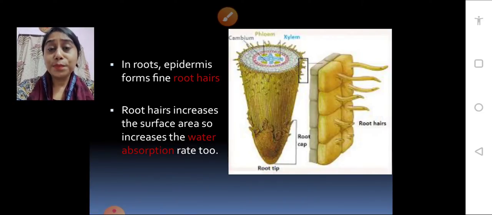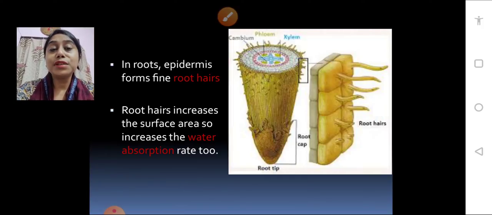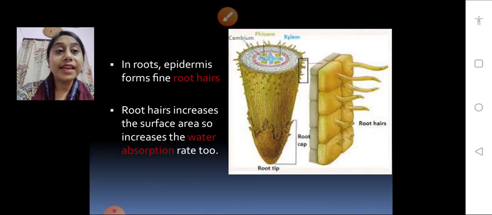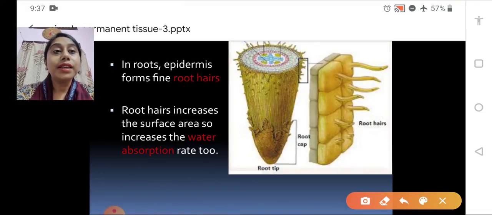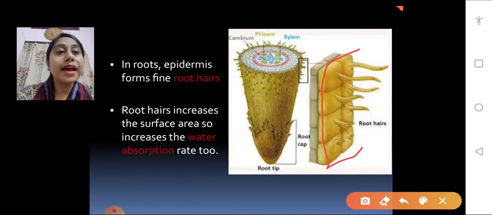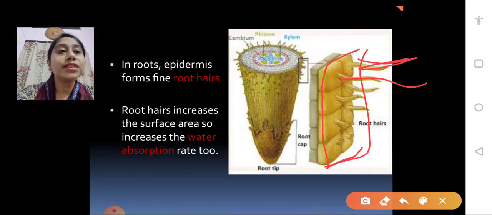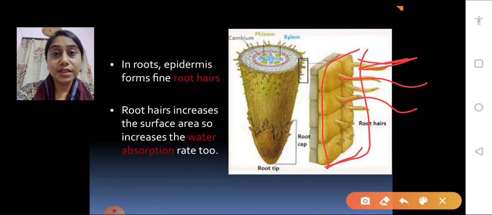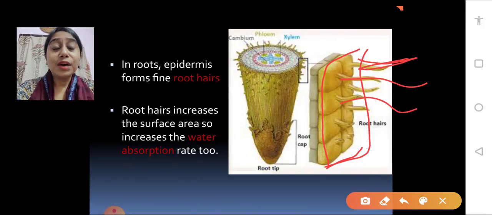Epidermis is also present in the roots. In roots, the epidermis forms fine root hairs. You can see in the image how in the epidermis of the root, this is the epidermis, the outermost layer of the roots, how they are forming this fine hair-like structure called what? Root hairs. Now why is this root hair needed for the plants?